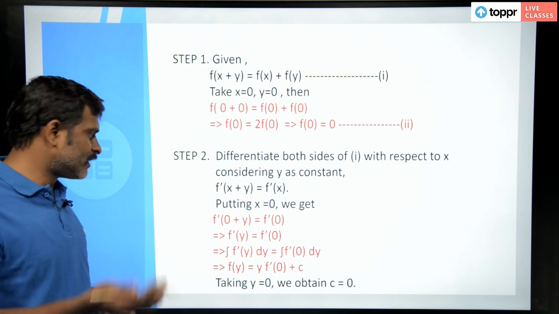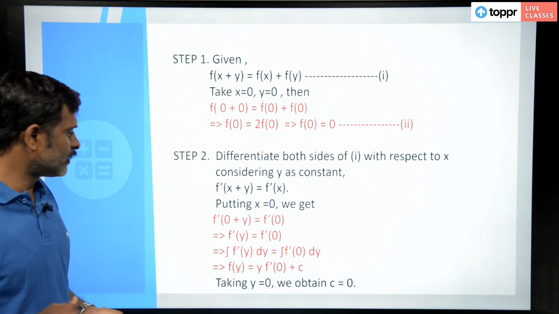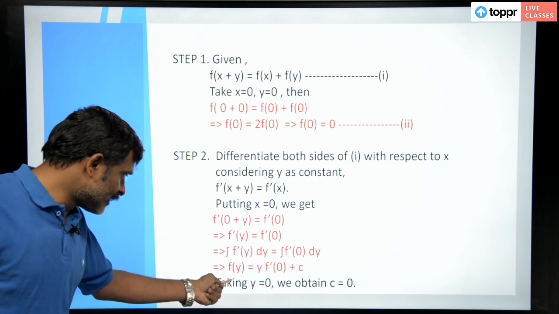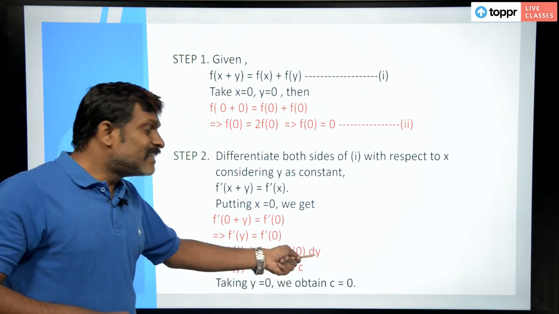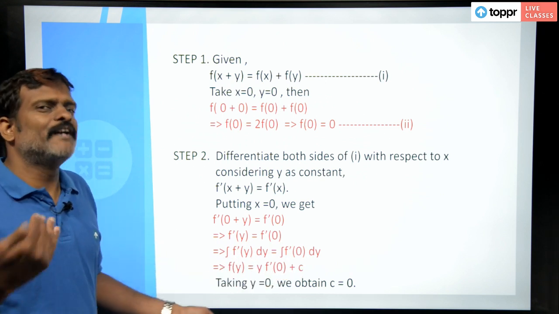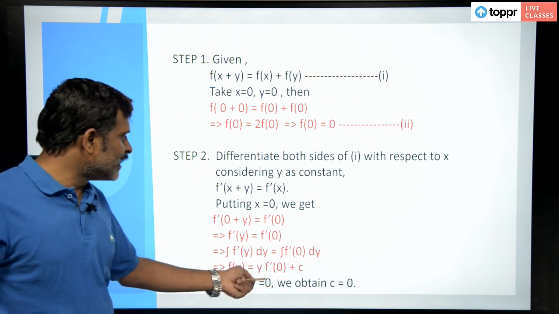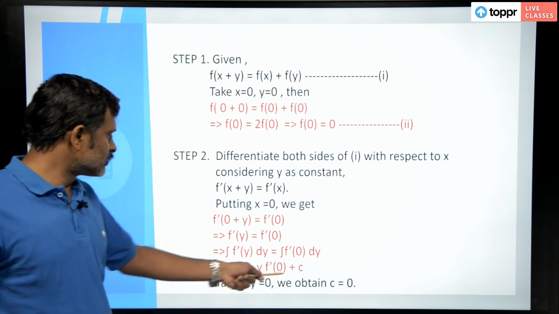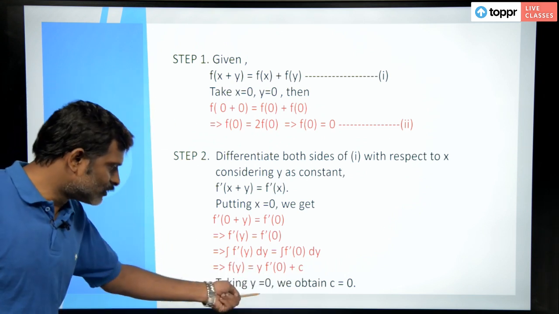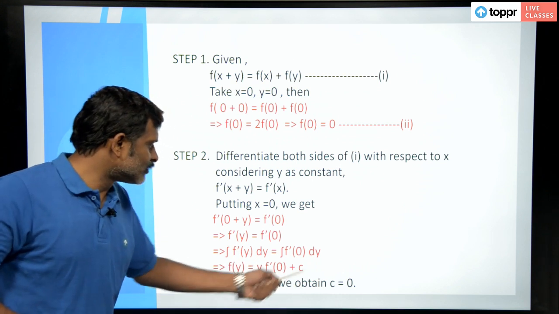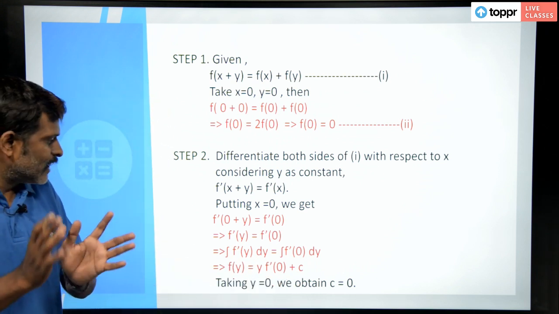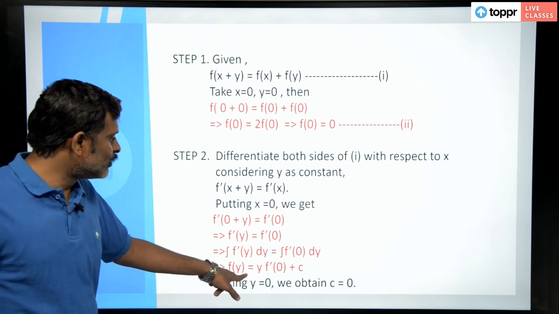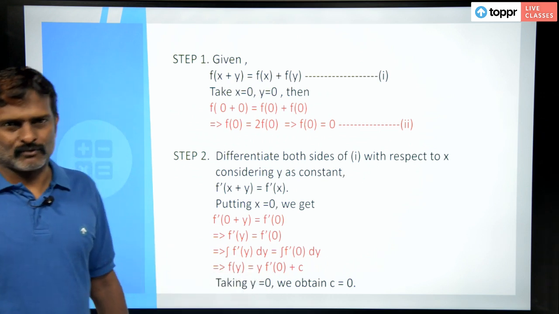If I integrate a derived function, I will get back the function, right. So, I am integrating this on both sides with respect to y, then f of y is equal to y times f dash of 0 plus a constant c. Now, if you take y is equal to 0, then we get the constant is 0. So your function becomes f of y is equal to y into f dash 0.